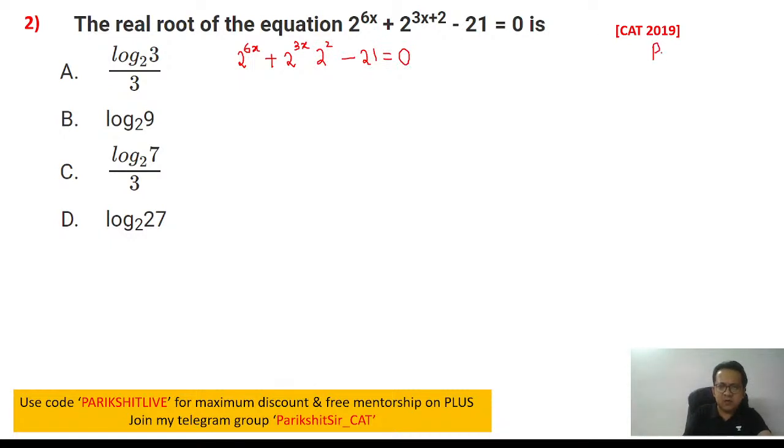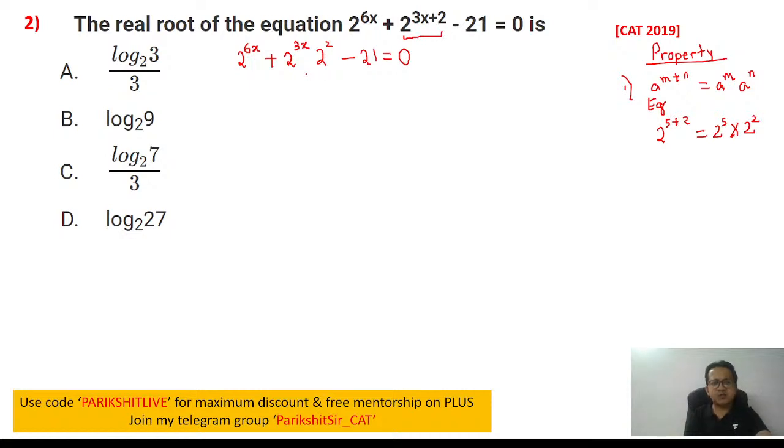Which property did I use? Every property that I use, I'm going to write it down. Remember, a to the power m plus n is equal to a to the power m into a to the power n. As an example, 2 to the power 5 plus 2 can also be written as 2 to the power 5 into 2 to the power 2. Same logic I applied here. 2 to the power 3x plus 2 can be written as 2 to the power 3x into 2 square.